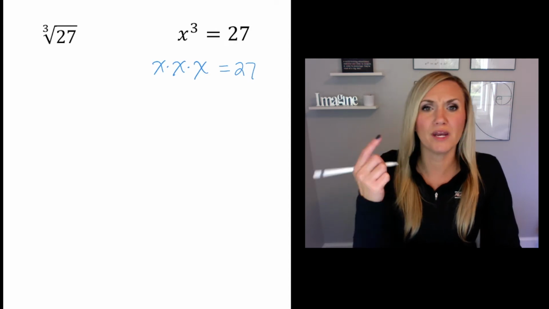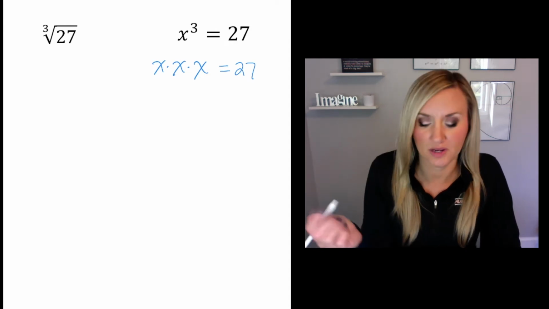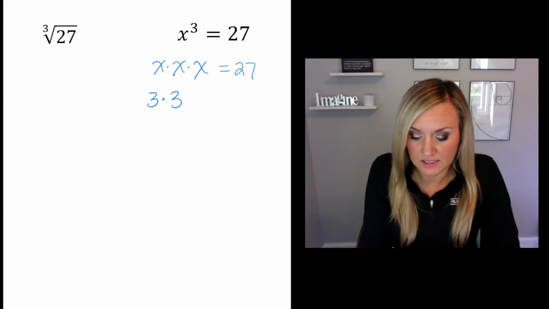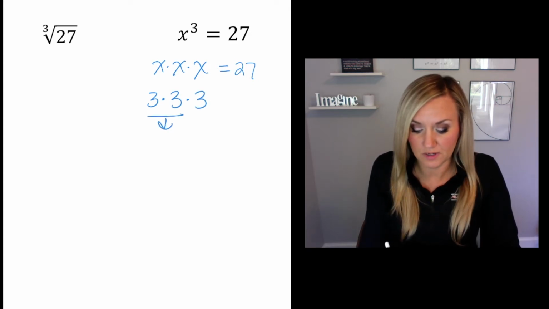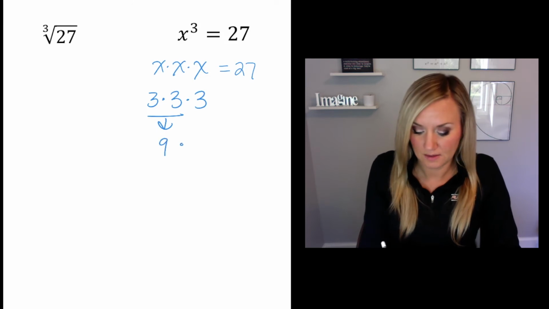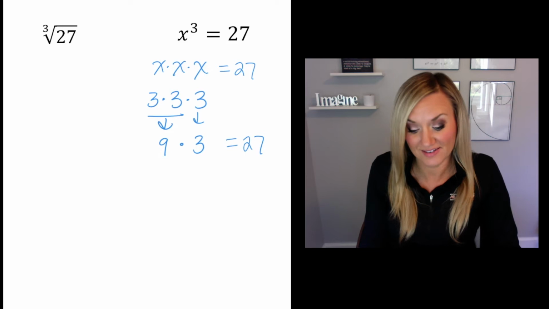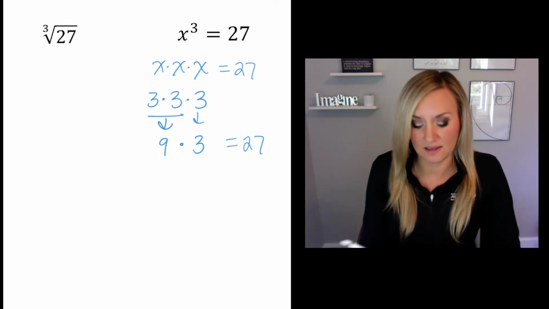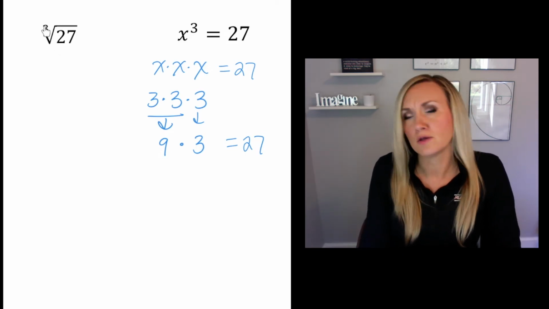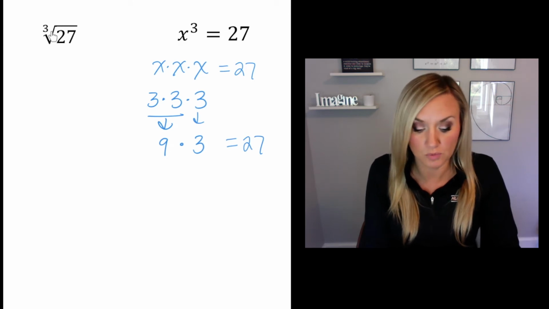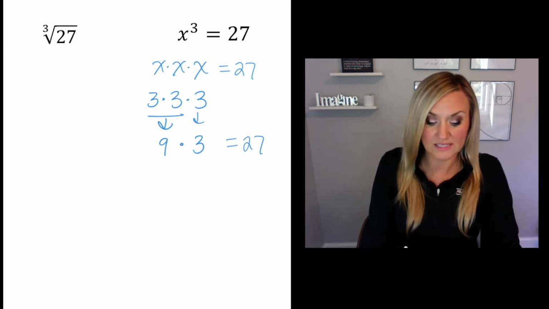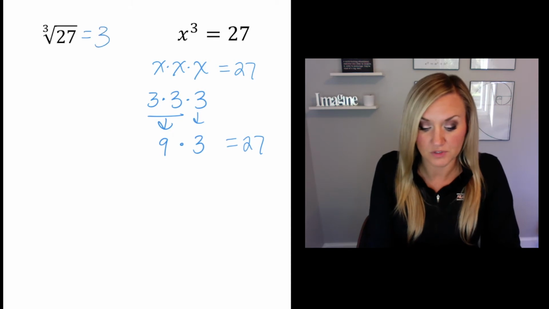Well, we just did 1 and 2, so let's do 3. So I have 3 times 3 times 3. Now 3 times 3 is 9, and 9 times 3 is 27. So we would say that the cube root of 27 equals 3.